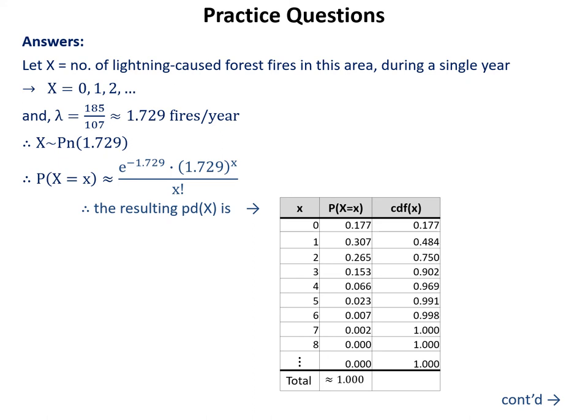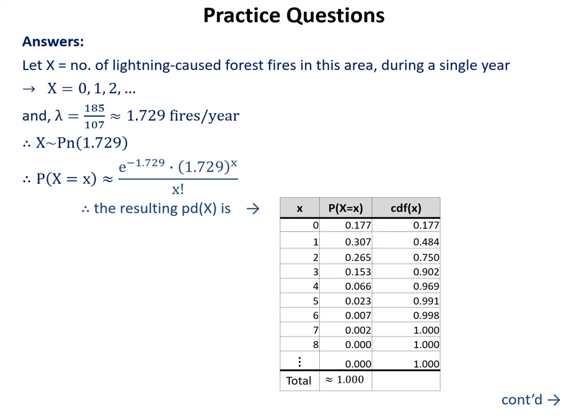So once again, for a problem of this type with several parts, we start by doing the setup work, which will help us to answer these parts. So we let X equal the number of lightning-caused forest fires in this area during a single year, which gives us possible X values of 0, 1, 2, and so on. And we can see this is going to be a Poisson random variable, with lambda equal to, based on the historical data, 185 divided by 107, which rounds to 4 sig figs to 1.729 fires per year.